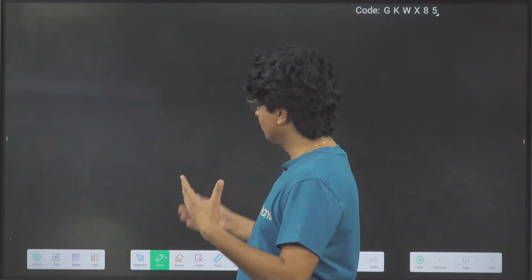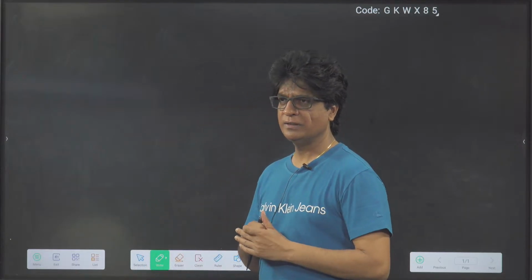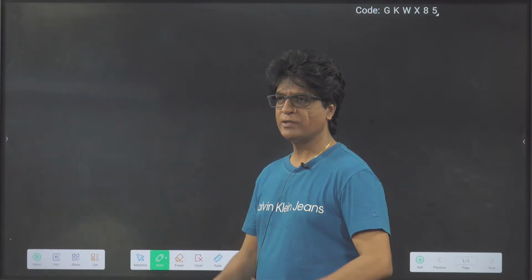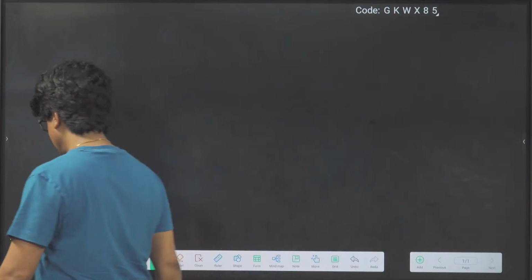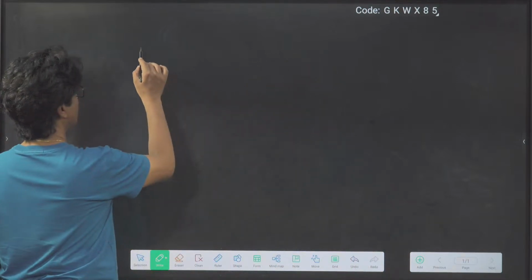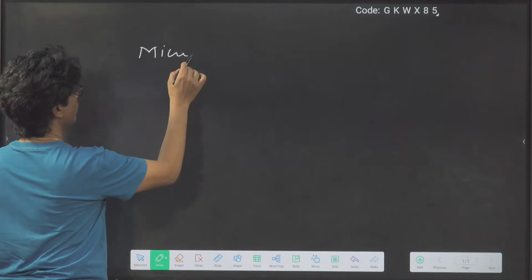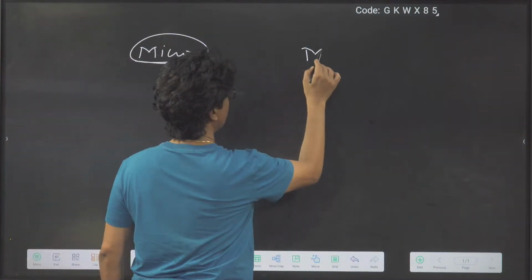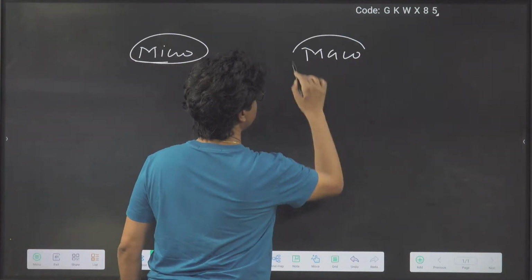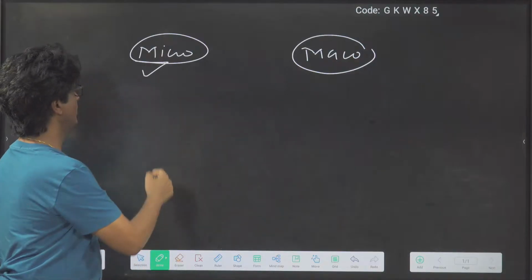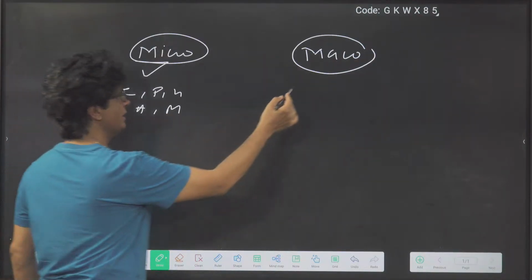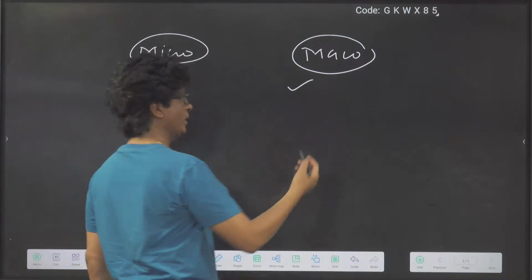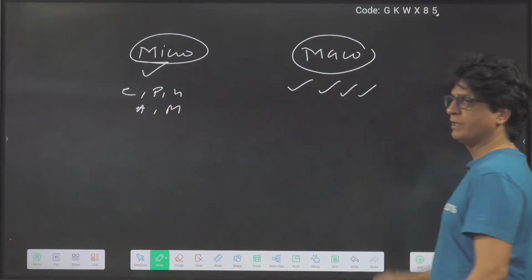So let's quickly revise what we did yesterday. We learned that there are two worlds. One is the micro world and the other is the macro world. The micro world is the world of electrons, protons, neutrons, atoms, and molecules. The macro world is our world where we live, where we can see, feel, and measure things.